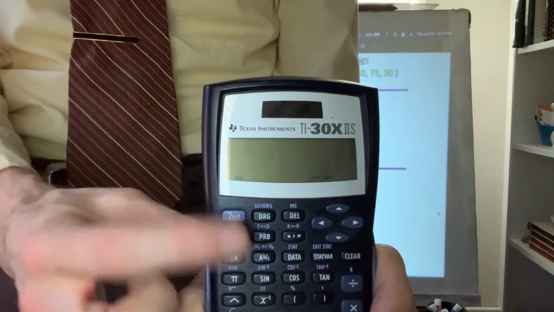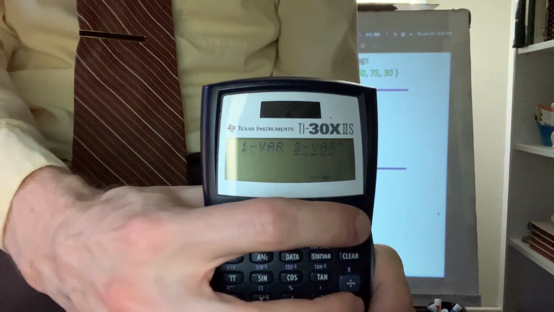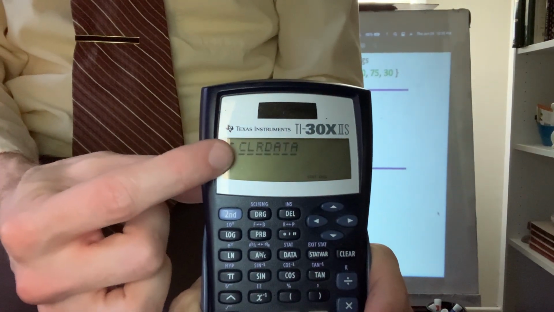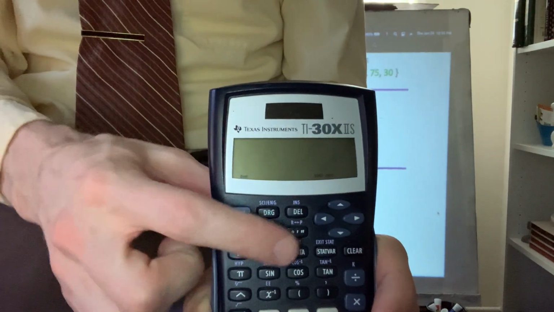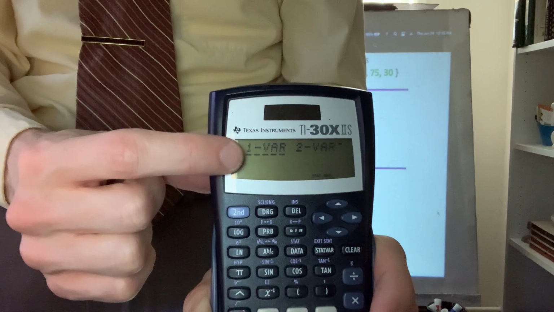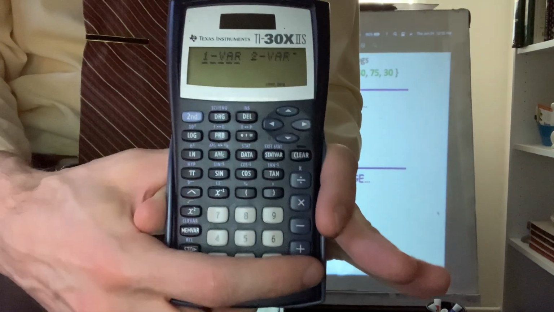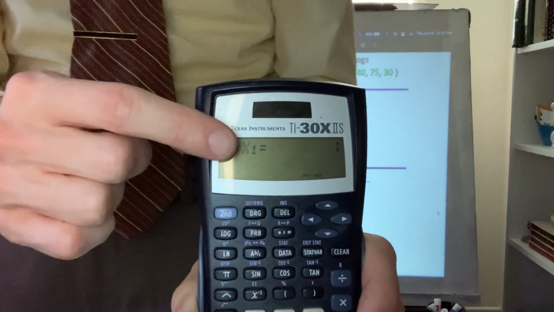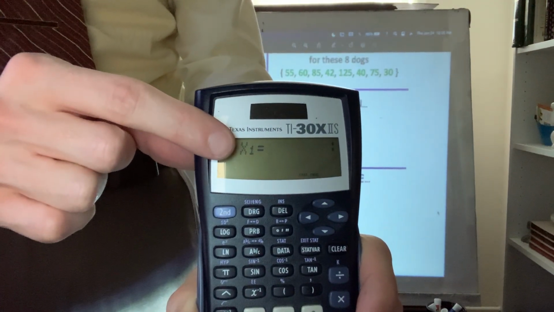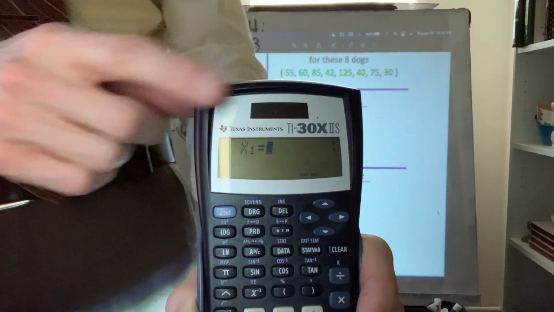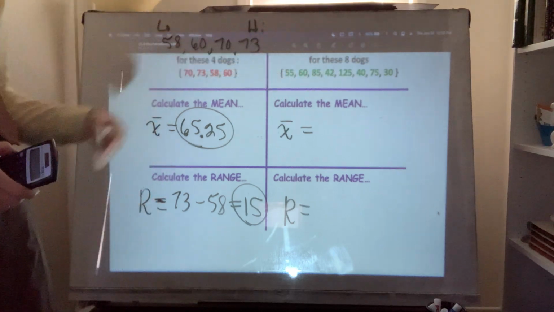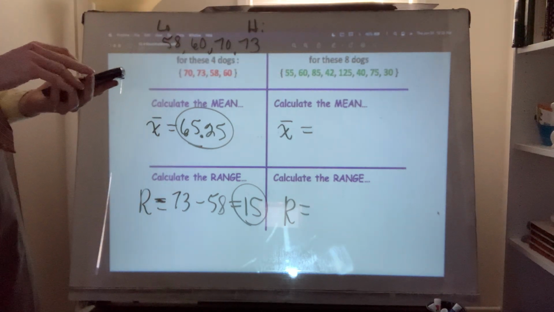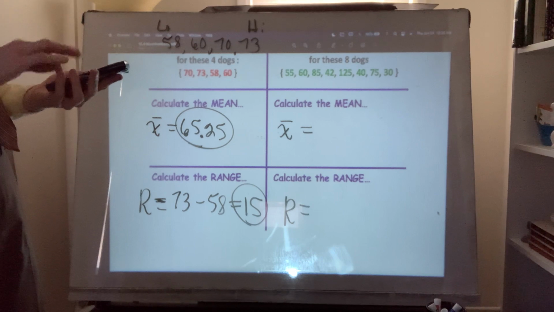So remember, hit second and then data, and scroll over to the end to underscore clear data, and then hit enter. And now you're free to do what you want. The setting is already on one variable statistics, so we're good to go in terms of that. Now when you press data, there should be spots for entering X1, first data point, X2, second data point, and so forth. These are not in numerical order, but they really don't have to be. When you're entering them, just be careful that you cover them all.